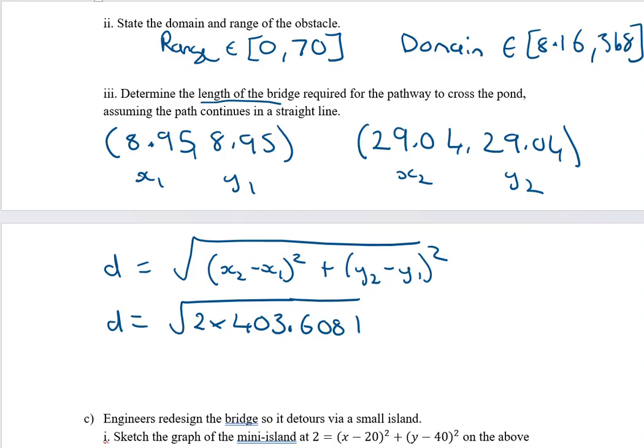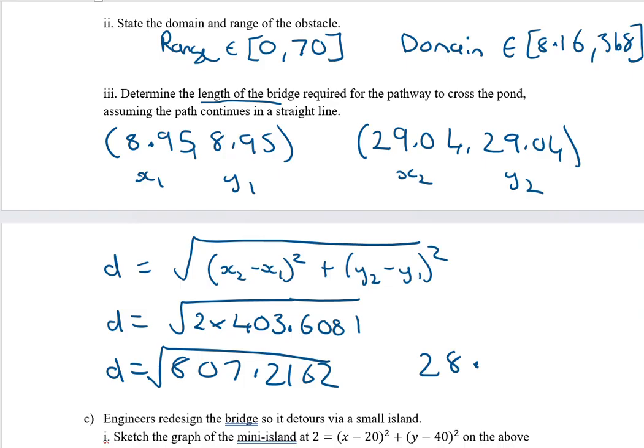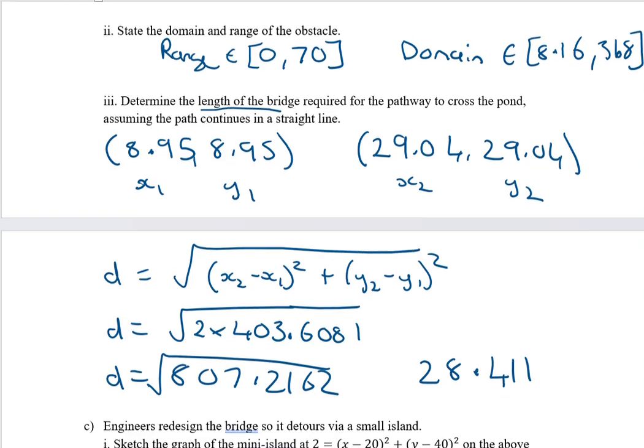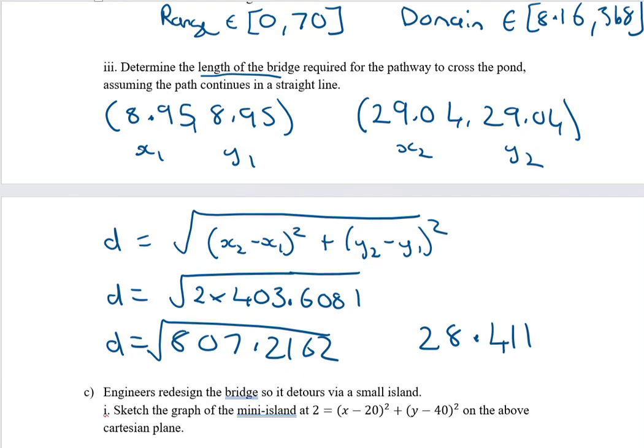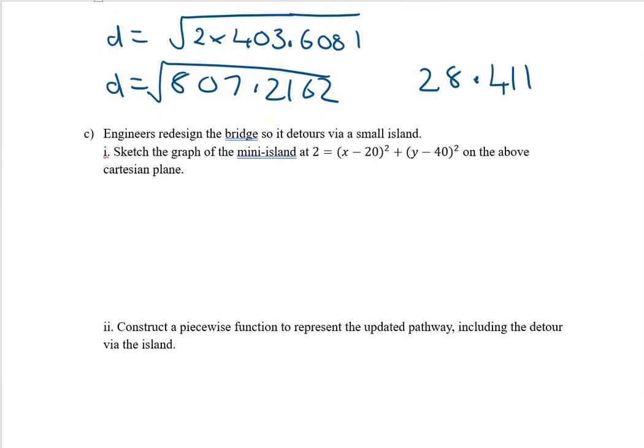Okay, so if I times that by 2, I'm going to have my distance equal to 807.2162. And I just need to square root that. And you're going to get 28.411411. Or if you used more decimals, you'll get closer to 28.42. So that's the length. Okay, let's move on to C.